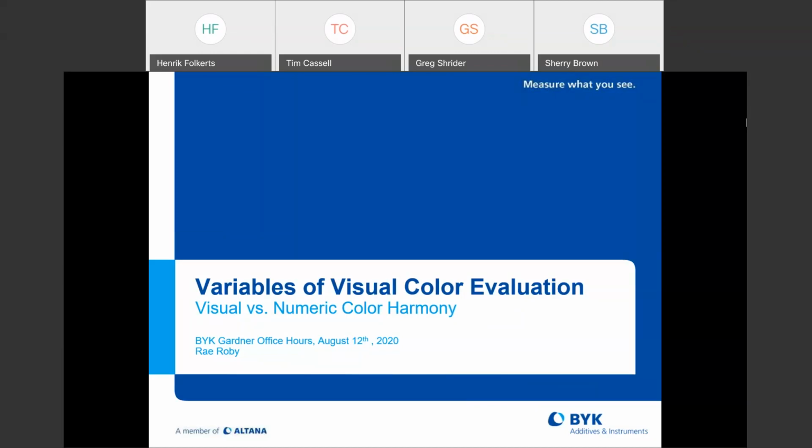We've had a lot of questions about how to correlate visual versus numeric and what the differences are. So we just wanted to go through this because we think this is a really important topic for a lot of people in the industry.